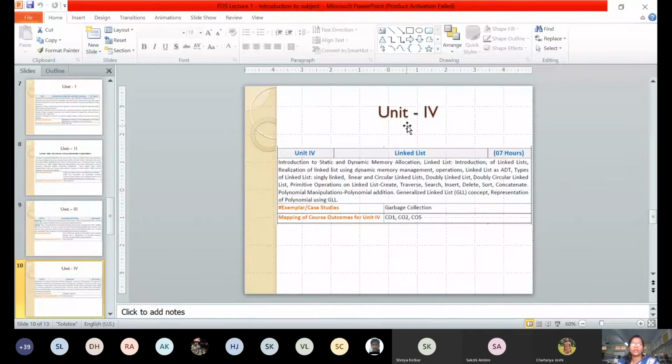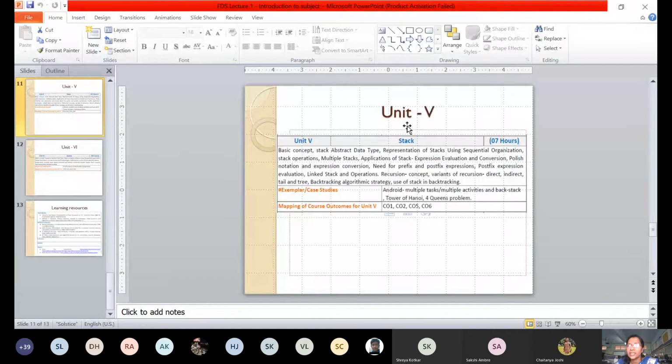Then moving to the next unit, unit number 5. Which data structure are we going to learn in unit number 5? Which data structure?